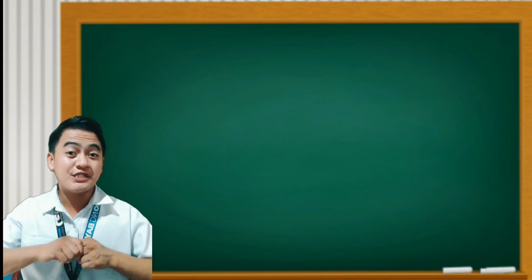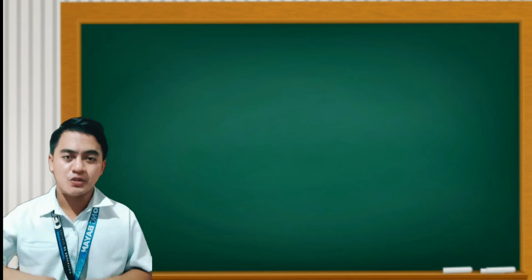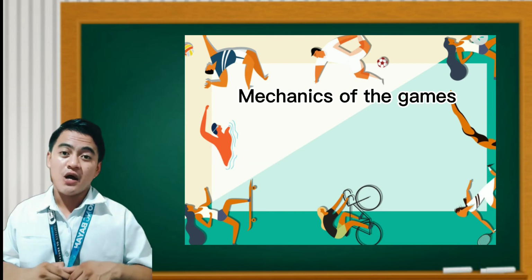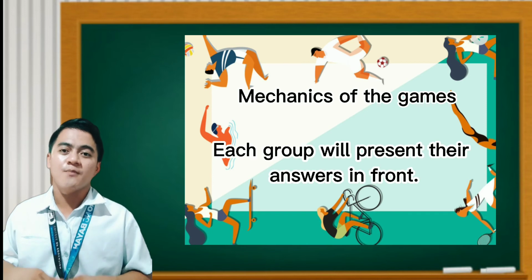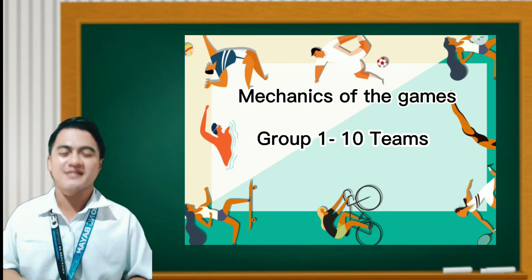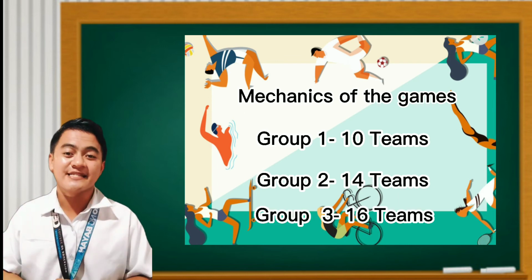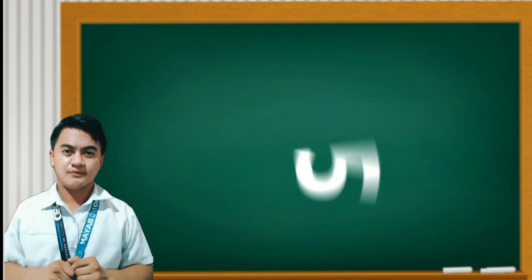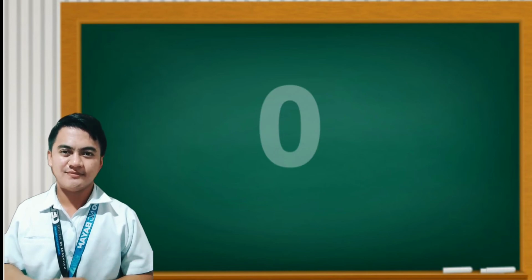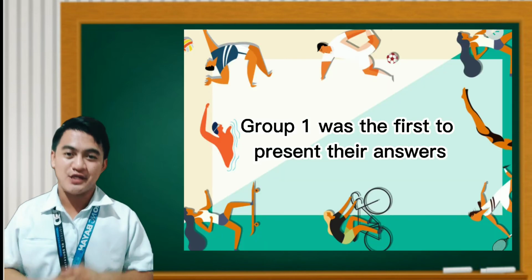So, I think everyone is ready. So, let's proceed to the next activity. I will group you into 3 groups. Each group has to compute the assigned number, which is about the single elimination. After that, each group will present their answer in the front. So, group 1, you have 10 teams. For group 2, you have 14 teams. And for group 3, you have 16 teams. Okay, time's up. Group 1 first. Group 1, you may now present your answer.